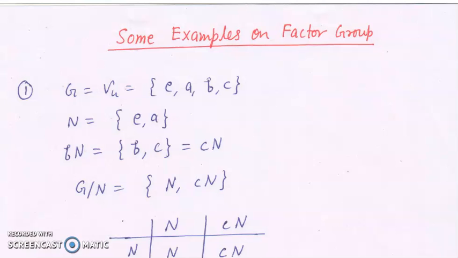Welcome back. In the previous lecture we have seen the definition of factor group or quotient group. Now in this lecture we will see examples on factor groups and quotient groups. So our first example is the Klein's 4 group V4.